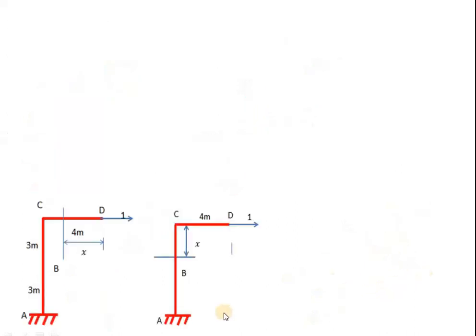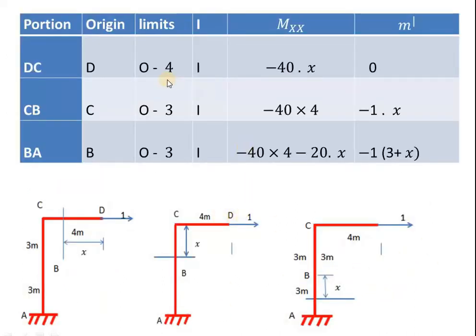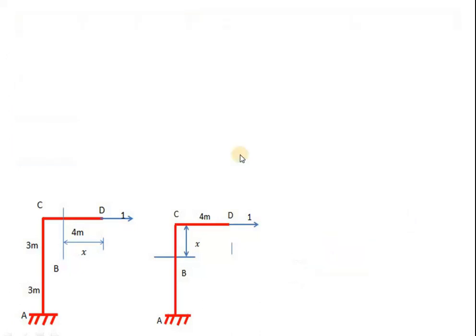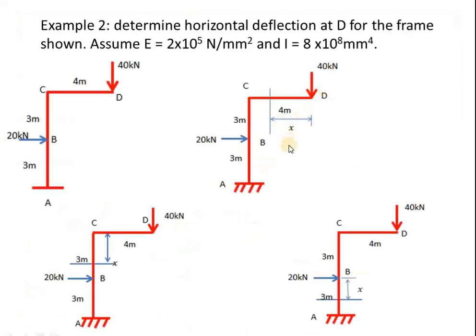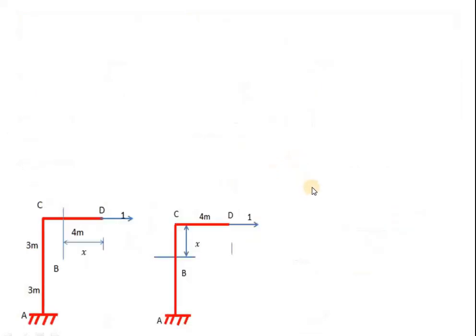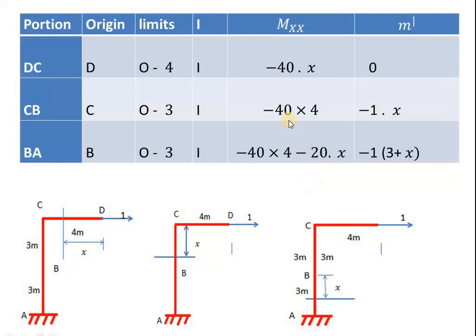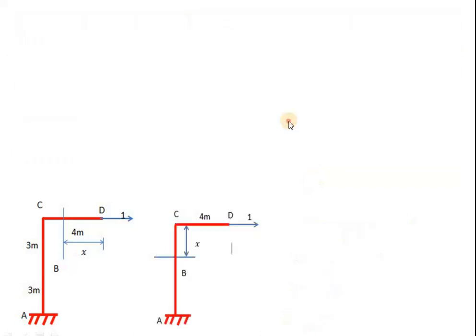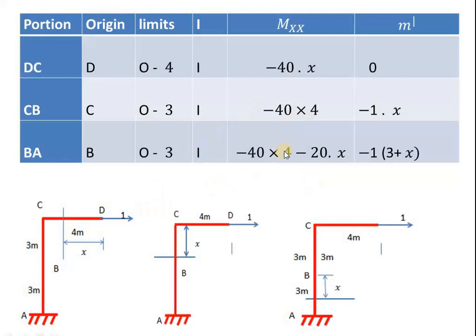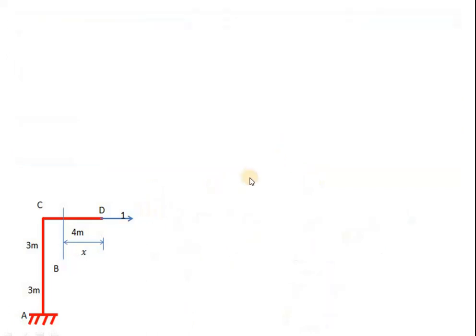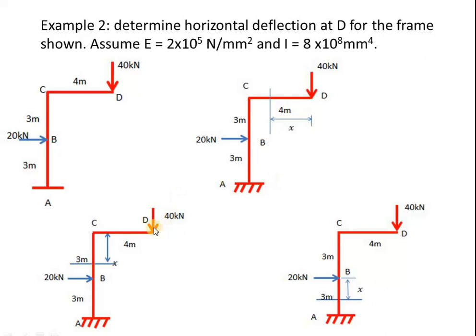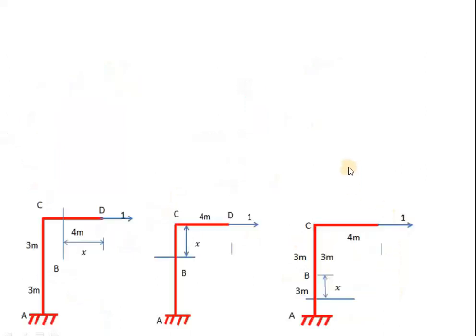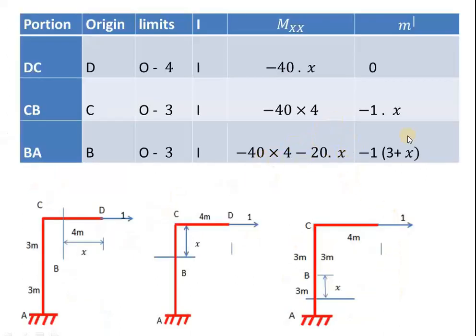So now here these are the unit of horizontal load applied. See, now it is minus 40 into x, that's what I have told here. This is minus 40 into x, then minus 40 into 4 in the CB portion. This is minus 40 into 4, minus 20 into x.